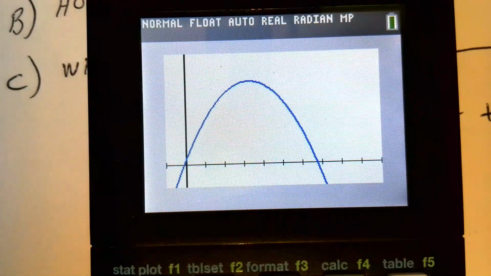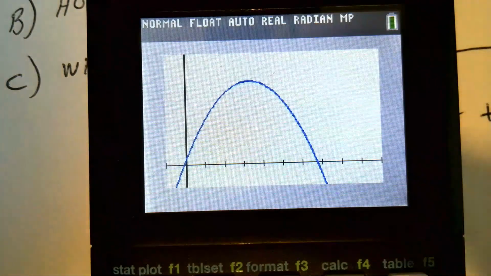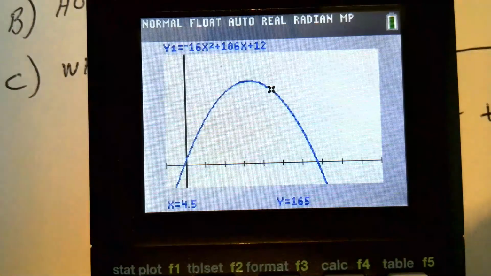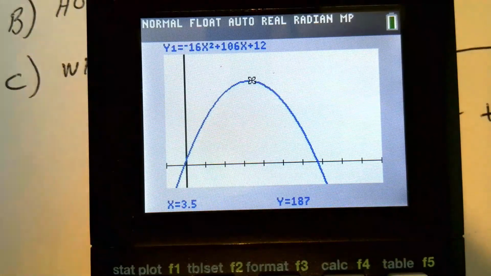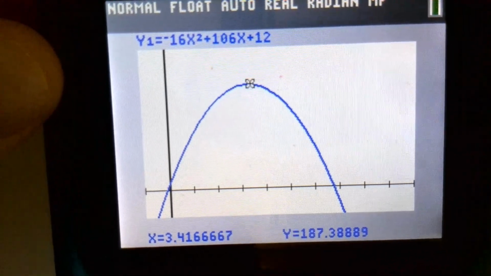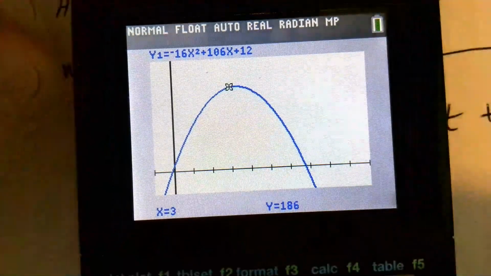Okay, so first question on the paper was, how high does it go? Well, the height is that point right up there. So I simply hit trace, and I go up here, and I can see that that height is somewhere around 187. Right, do we see that? But I really want to know exactly what it is.